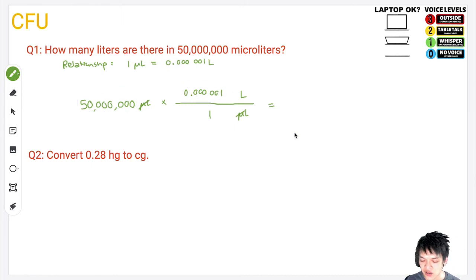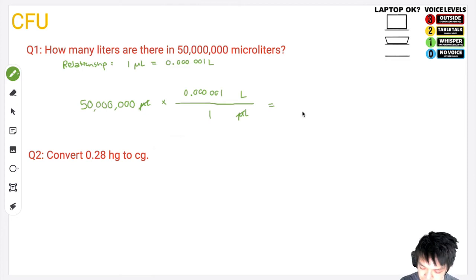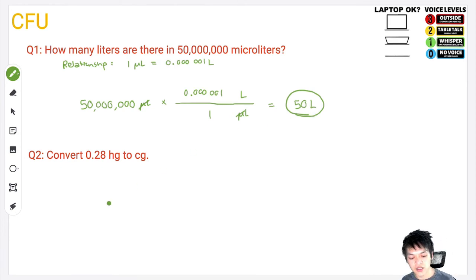Let's try this out. 50 million times 0.000001 equals 50. Makes sense, because if you multiply by a decimal number, you should get a smaller number. 50. And then the unit, of course, is liters. And that's what the question's asking for. How many liters? Well, we have the right unit, so we know this is probably right. Let's take a look at the next one.